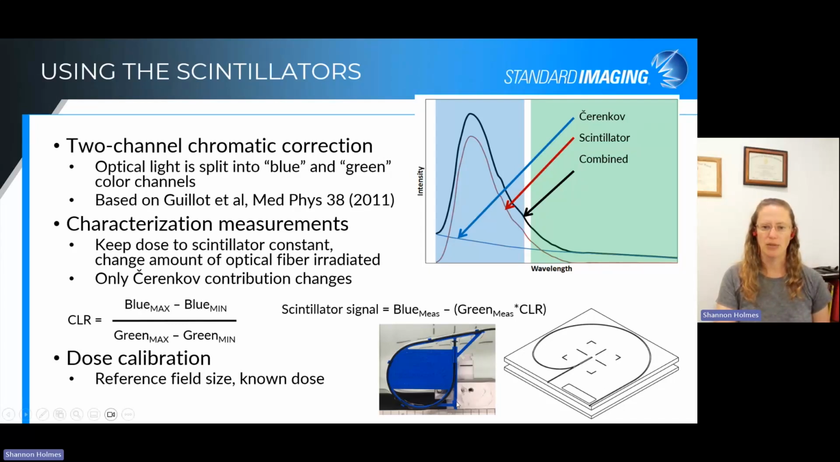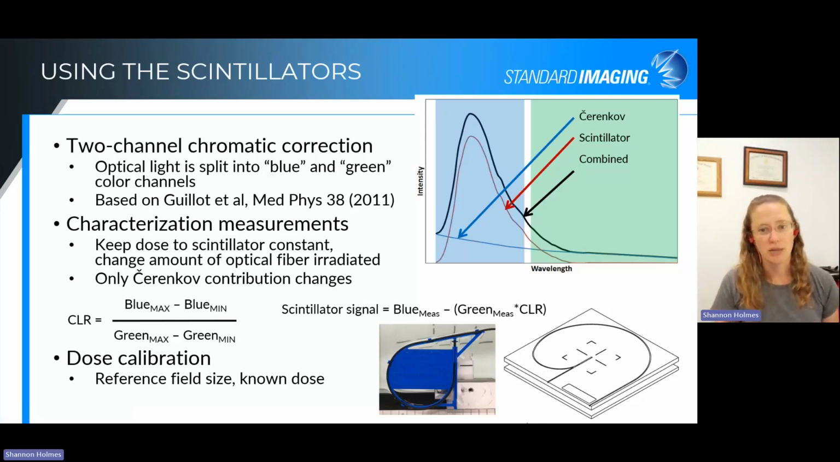And so in order to characterize your fiber, we have you do 2 measurements, one with the fiber coming straight out of the beam. This is a jig that you can use in the water tank, or a solid slab you can use with a larger field. So we do a minimum fiber configuration with the fiber coming straight out, and then a maximum fiber configuration with the fiber wrapped around.